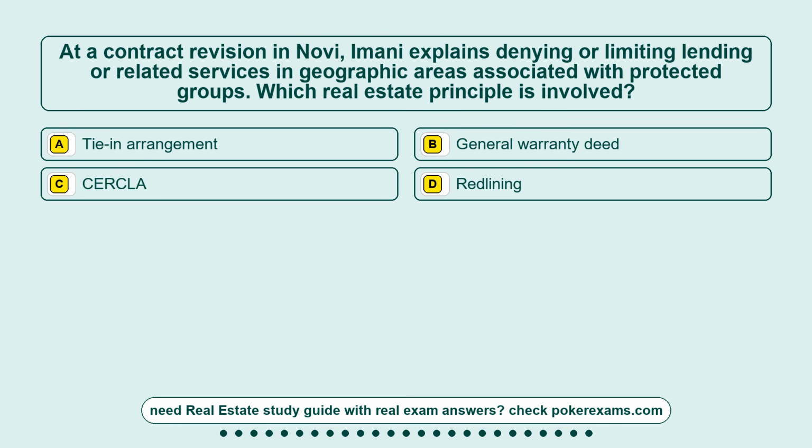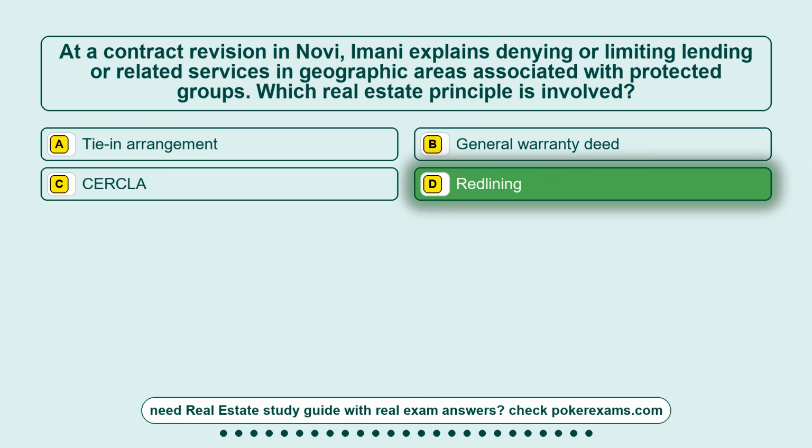Question 24. At a contract revision in Novi, Imani explains denying or limiting lending or related services in geographic areas associated with protected groups. Which real estate principle is involved? Option A, a time-in arrangement. Option B, general warranty deed. Option C, CERCLA. Option D, redlining. The correct answer is option D, redlining.